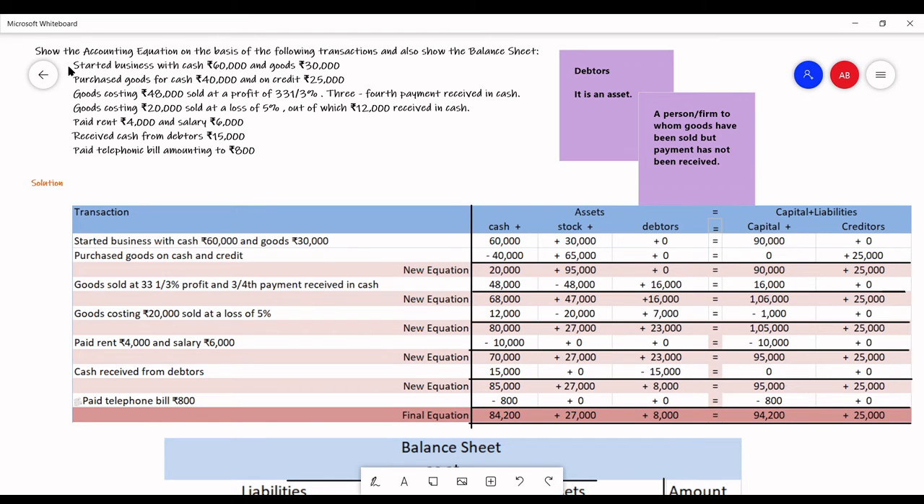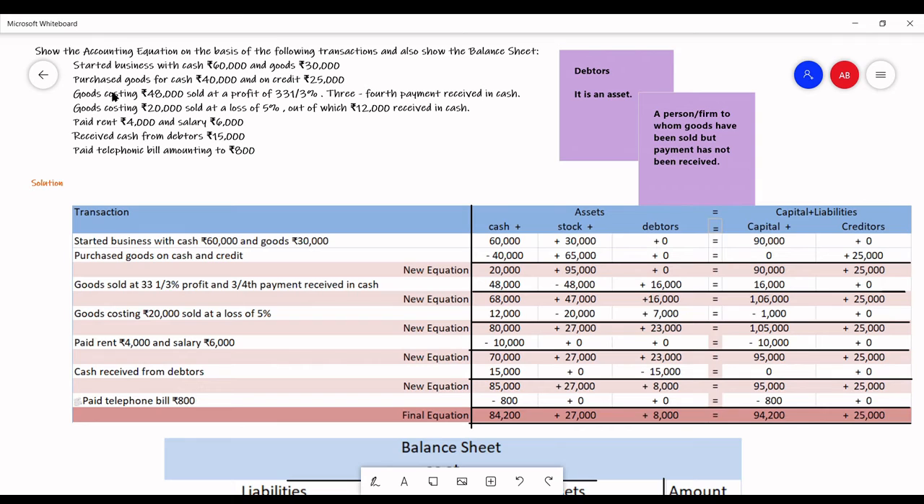Now, my first transaction reads: started business with cash rupees 60,000 and goods for rupees 30,000. Below assets, I have written under cash 60,000 and my stock increases to 30,000. And both these amounts are my investment into the business or the proprietor's investment, so that becomes the capital as well. So 90,000 has been added to the capital.